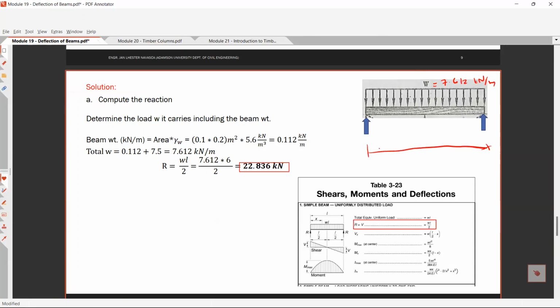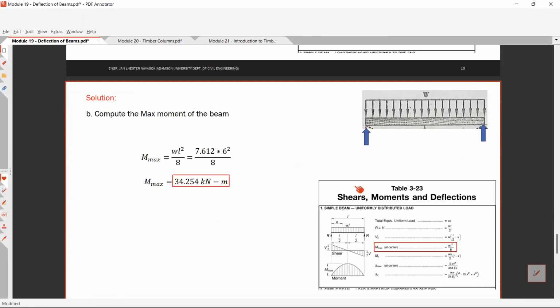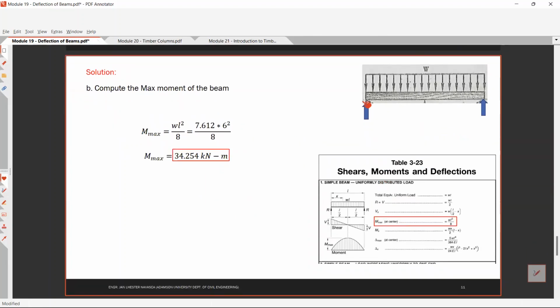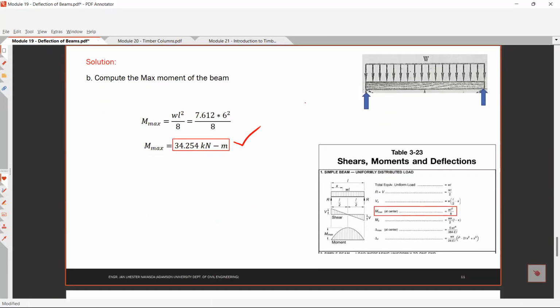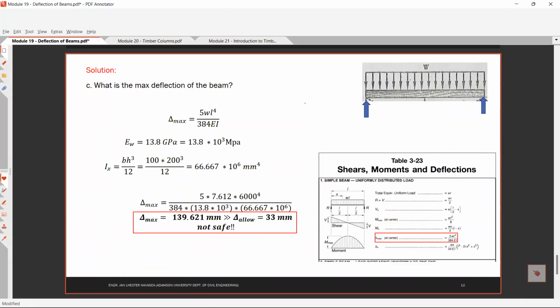Okay, so ito pretty basic lang. So wL over 2 for the reaction, you have this equation, this value. Next problem, maximum moment of the beam, you have this value. So wL squared over 8, you have this value. Okay, so next natin is the deflection of the beam.